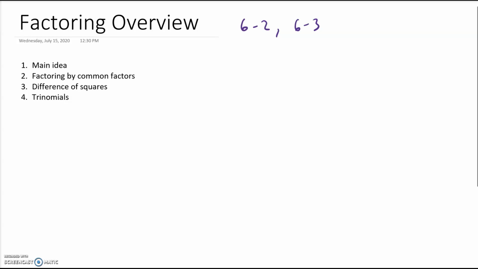I'd like to do a factoring overview. This is lessons 6.2 and 6.3 of the textbook. First, I'll do the main idea and then some methods: common factors, difference of squares, and trinomials. So let's start with the main idea.